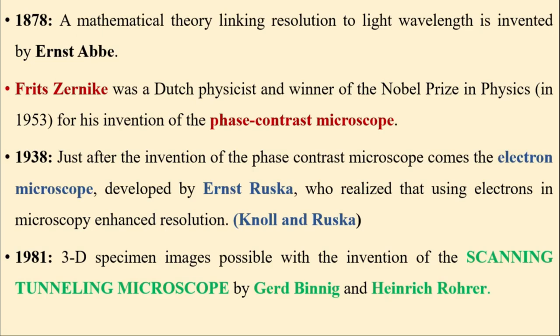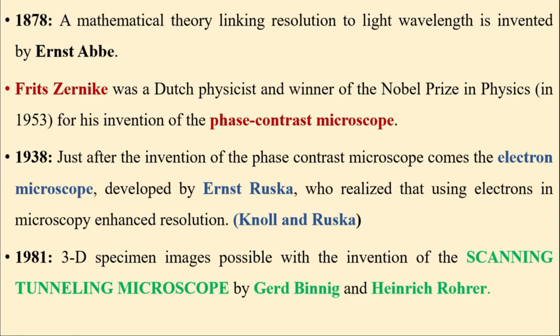Fritz Zernike was a Dutch physicist and winner of the Nobel Prize in Physics in 1953 for his invention of the phase contrast microscope. You should remember this point. Who invented the phase contrast microscope? Fritz Zernike invented the phase contrast microscope in 1953, and he was awarded the Nobel Prize for that.